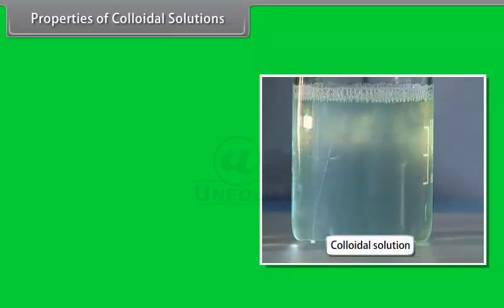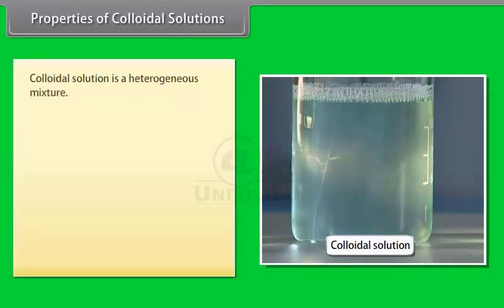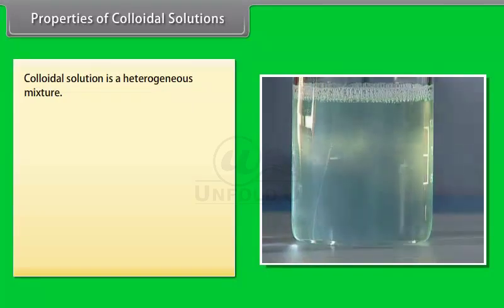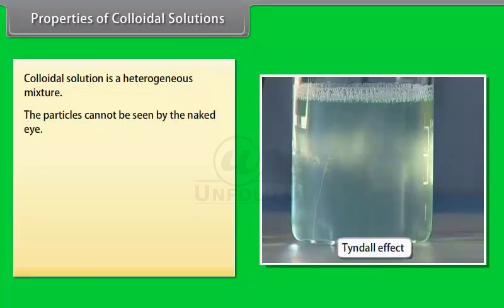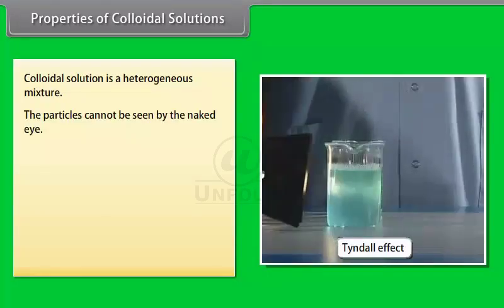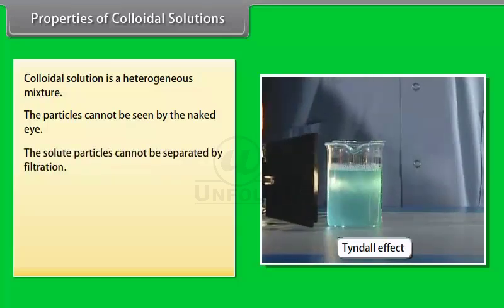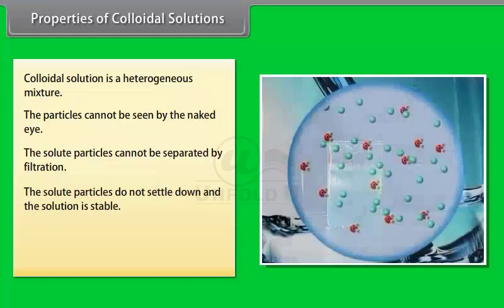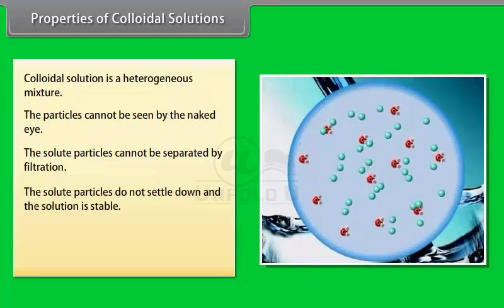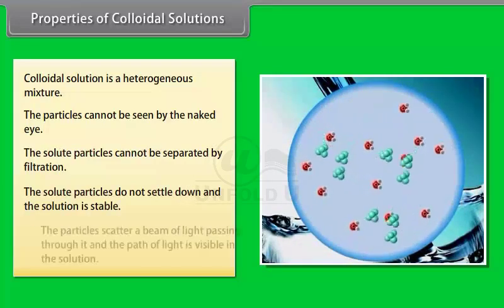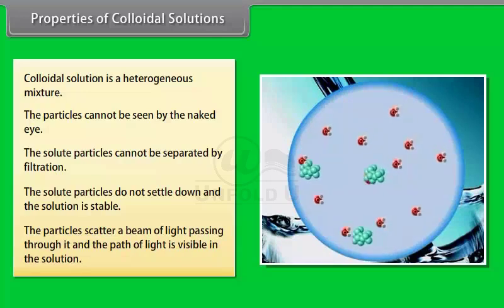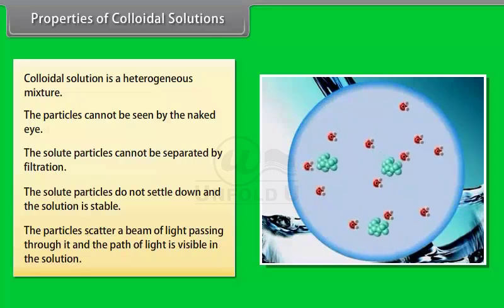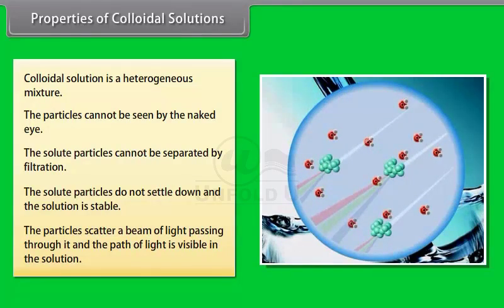Properties of colloidal solutions. Colloidal solution is a heterogeneous mixture. The particles cannot be seen by the naked eye. The solute particles cannot be separated by filtration. The solute particles do not settle down and the solution is stable. The particles scatter a beam of light passing through it, and the path of light is visible in the solution.